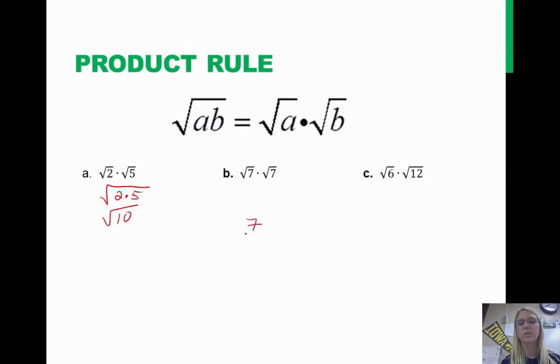On this particular one, the square root of a number times itself will always end up being itself. So the answer to this is 7, and I'm going to show you why. The square root of 49, which is 7 times 7, is 7. So anytime you see a number times itself, it's going to be that number without the radical. And on this one, we can take 6 times 12. That would be the square root of 6 times 12, which happens to be 72. Now, this number can be simplified, but we will talk about that in the next slide.